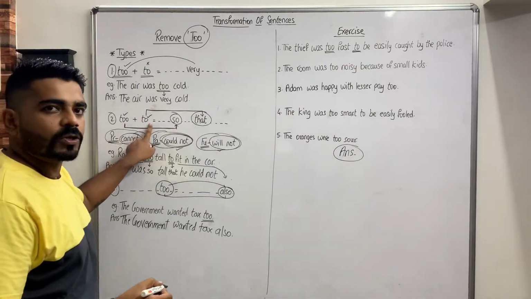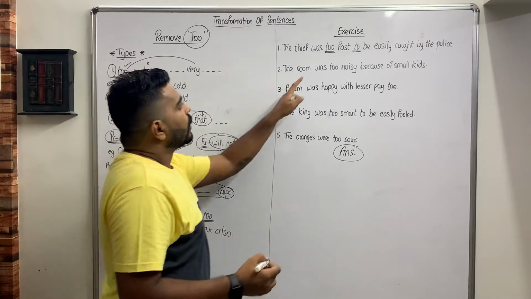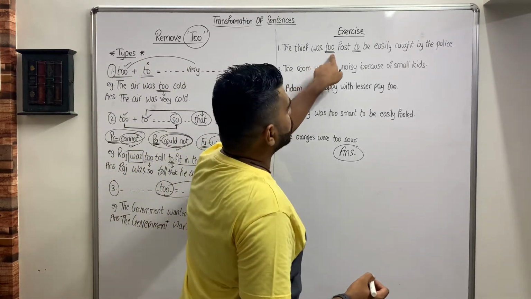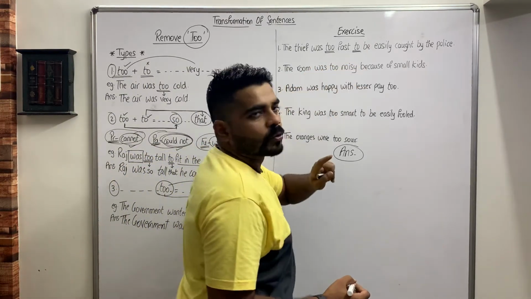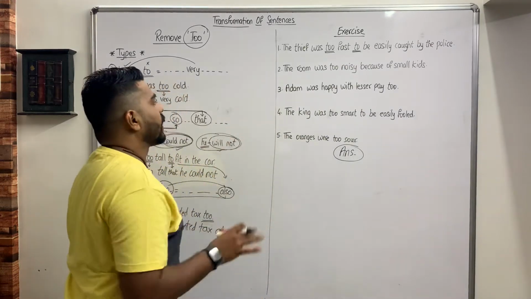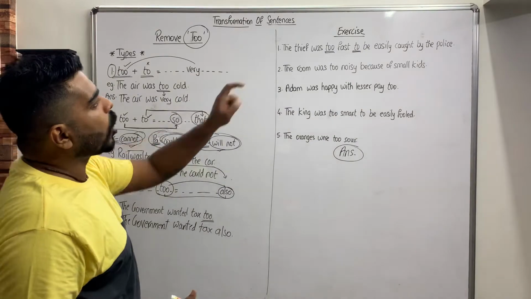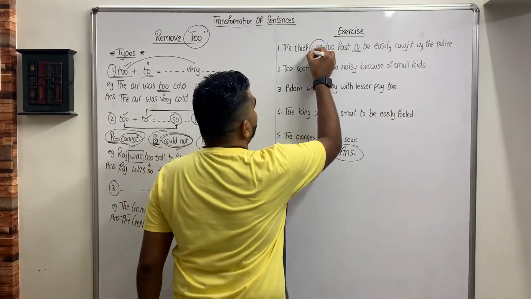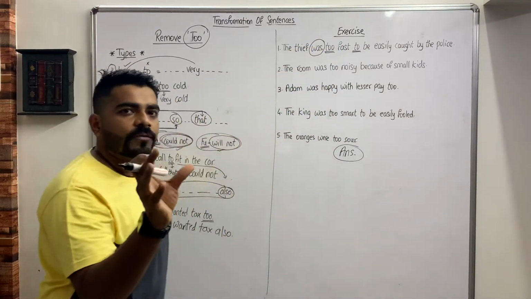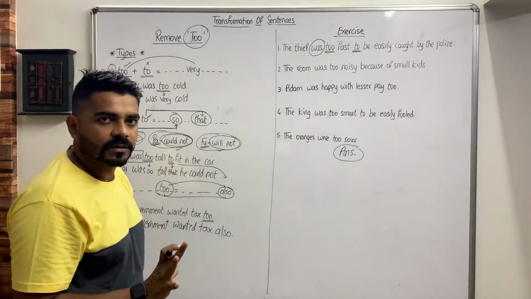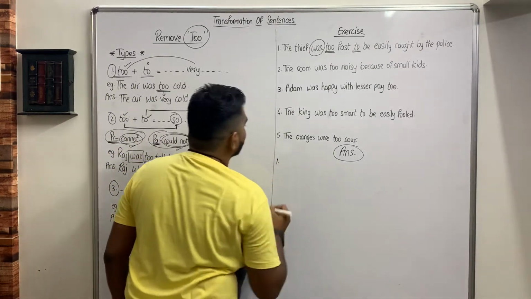TW2 is given, TO2 is also given. Now in place of TW2 I have to write "so", and in place of TO2 I have to write "that". Okay? That much has come to mind. Now I have to check the tense. The thief was too fast. Again, since "was" is given, we have to use the words "could not" somewhere in the answer. Alright? So now let us start writing the answer.